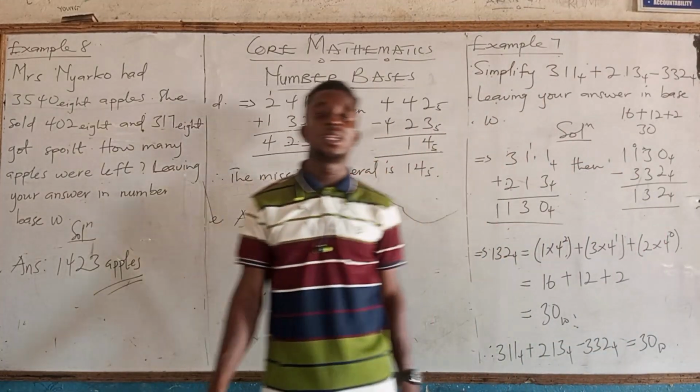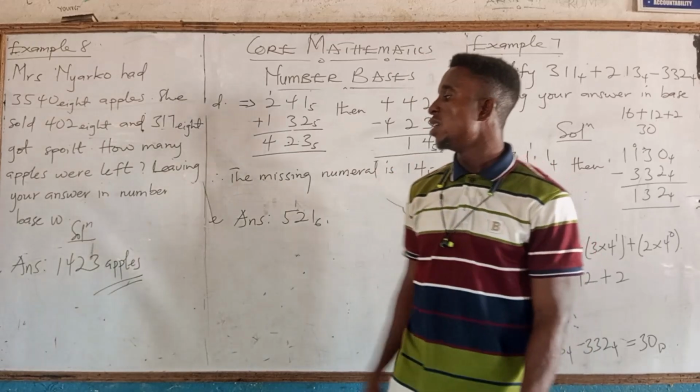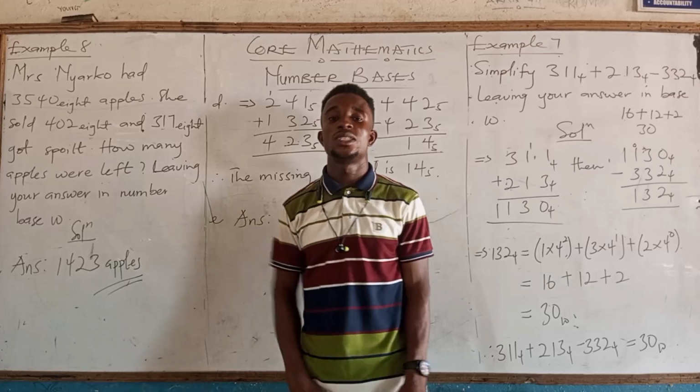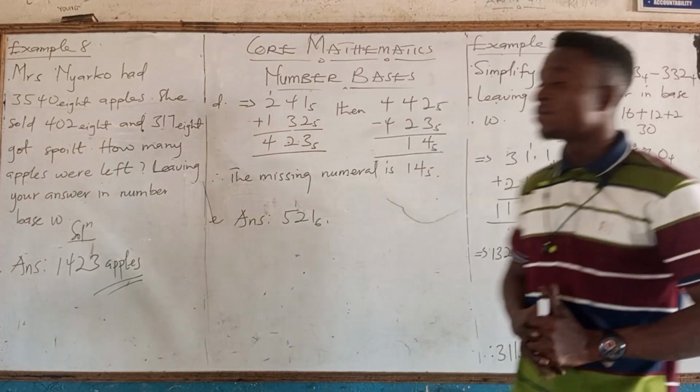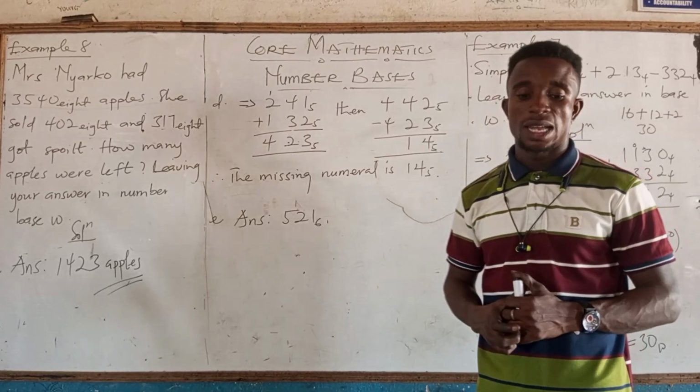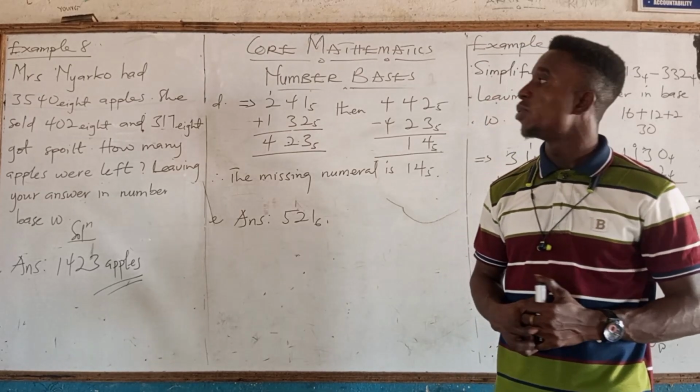23 apples will be left right after you are done solving. So you pause the video, you solve this one, then you proceed. Are we getting that? Okay. We can now move on to our last part 1 example. Last part 1. That one will be example number 9.